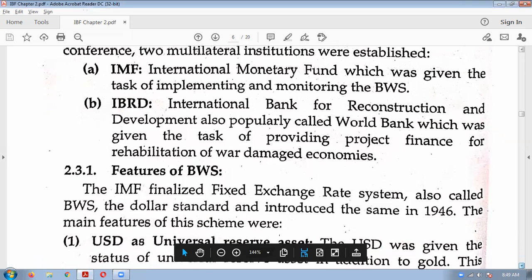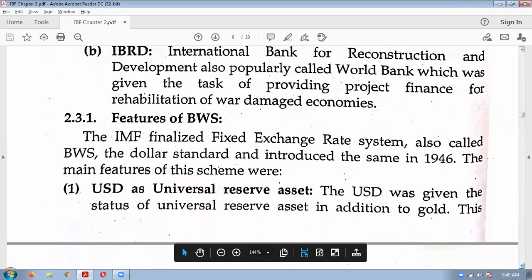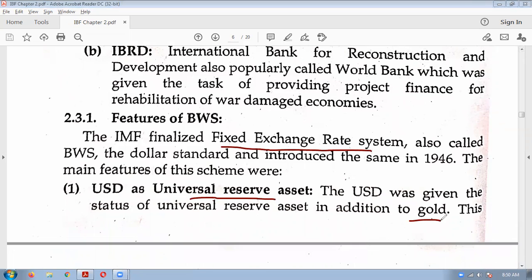So what are the features of the Bretton Woods conference? We have seen Bretton Woods is a type of fixed exchange rate system only, in which the US dollar was declared as a universal reserve along with the gold. So now there were two international reserves. One is the dollar and one is the gold.